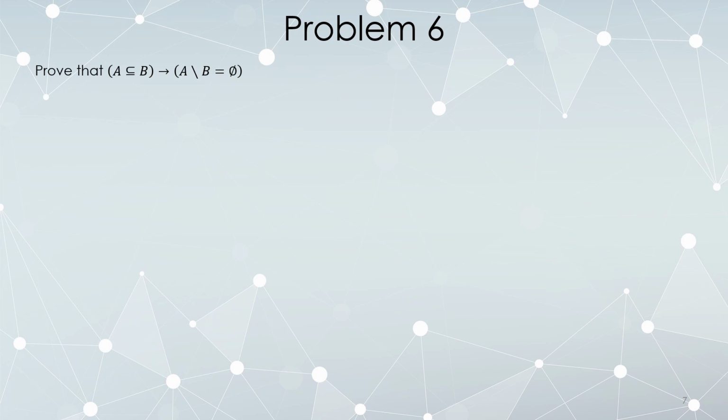Next up, all right, assume the hypothesis that A is a subset of B. Now what we need to do is show the conclusion. This set is the empty set. How do we show two sets are empty? That they are subsets of one another. But the empty set is a subset of anything at all.